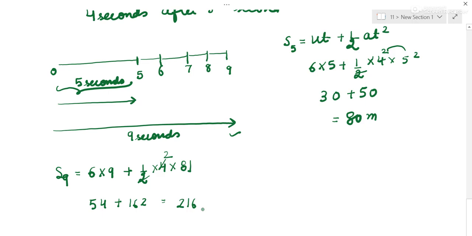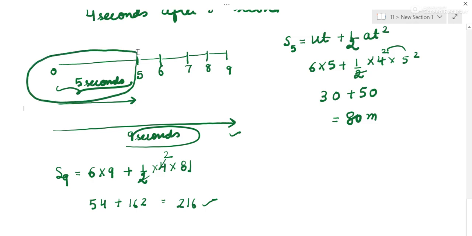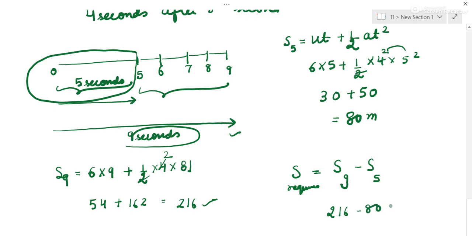So distance covered in 9 seconds is this, and distance covered in the first 5 seconds is 80. So in the next 4 seconds you can subtract. The distance that you require is distance covered in 9 seconds minus distance covered in 5 seconds. So 216 minus 80 will come as 136 meters. This is the answer.